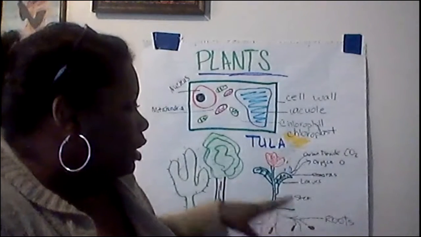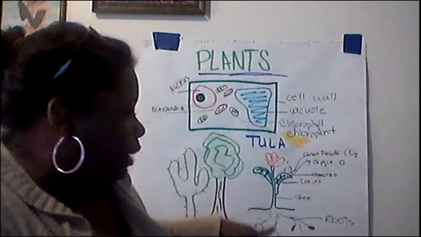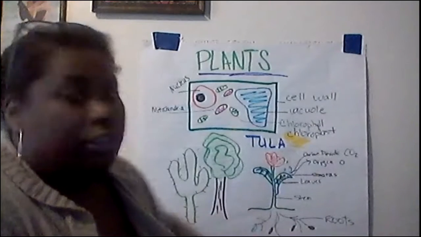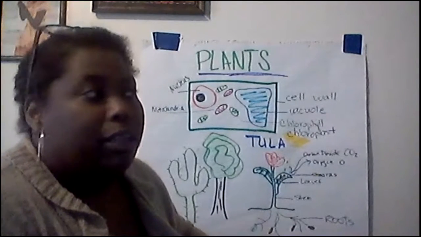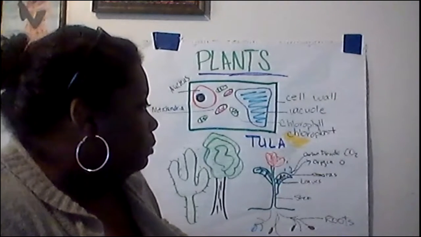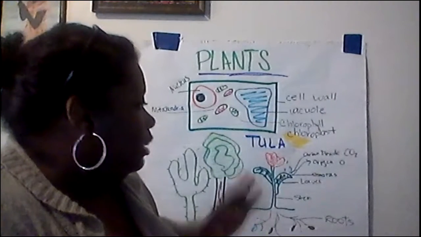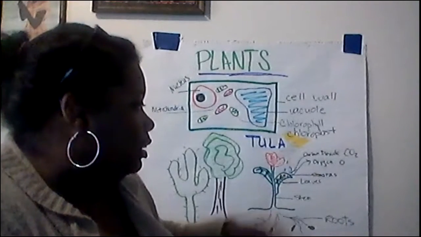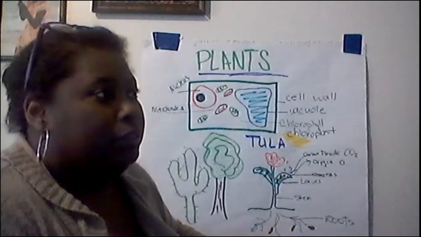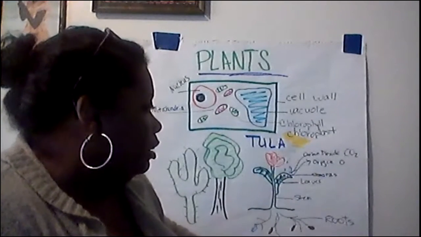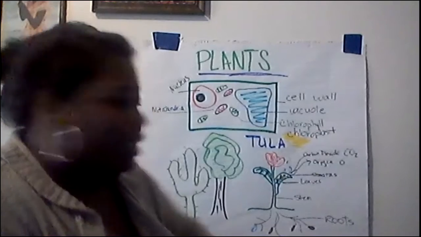Another structure of the plant is the roots. The roots are underground, and the roots are how the plant absorbs water and minerals through the soil. And the last, we won't talk about pollination with this particular lesson. However, the bright colors of the plant attract insects so that the plant can continue to reproduce and undergo pollination.